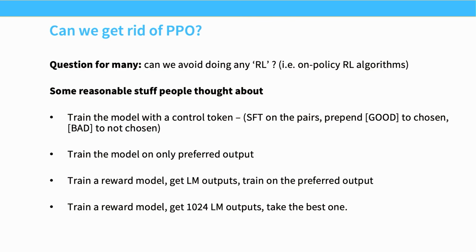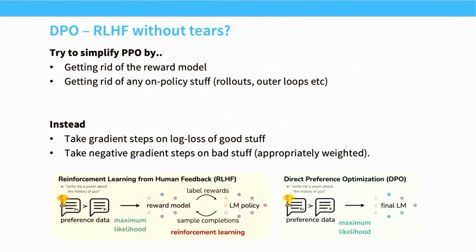Does not work. People have tried training the model only on the good stuff. Also does not work very well. You can train the reward model, get LM outputs, select only the stuff that the reward model selects, and train on that. Does not work as well, although it does somewhat work. So many people have tried many different iterations, and in the end, we do now have a thing that is much less complex than PPO, works pretty well, and in many ways looks just like SFT.